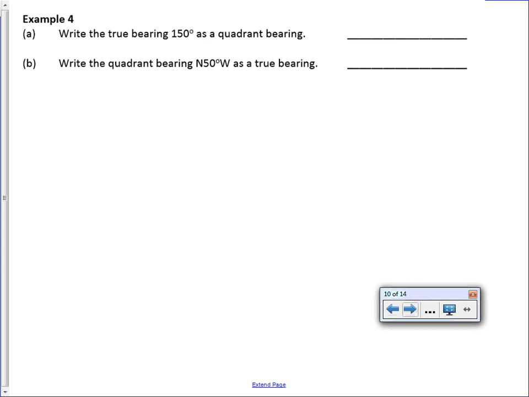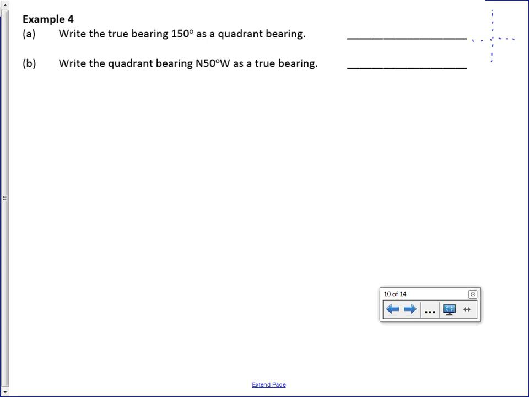All right. So now we're just going to practice converting from one type of bearing to the other, just to practice. So write the true bearing 150 degrees as a quadrant bearing. I want you to draw it out. If it helps, guys, draw it out. Where would 150 be? So true bearing 150. So again, clockwise from north. Okay, so clockwise from north.